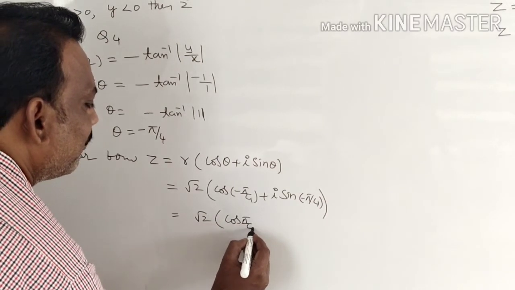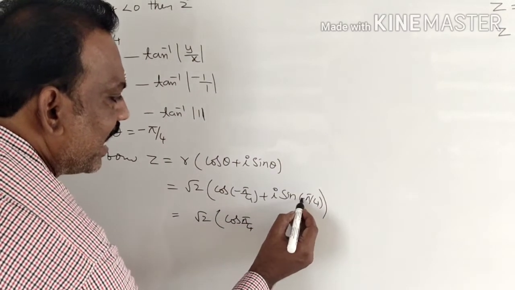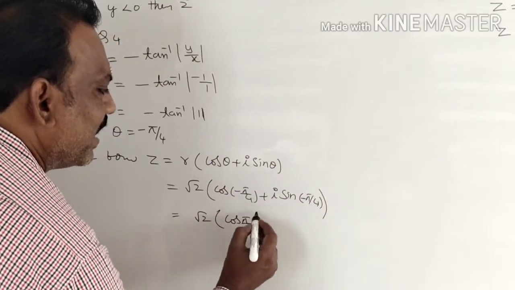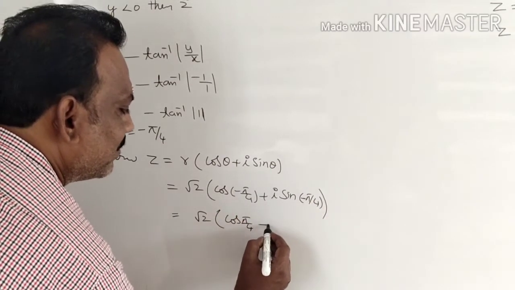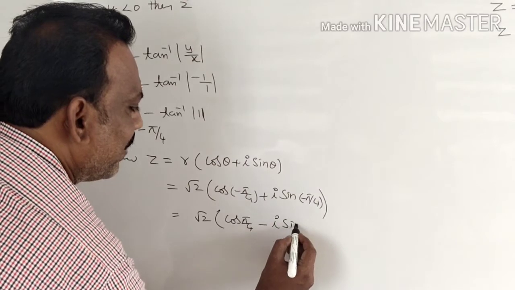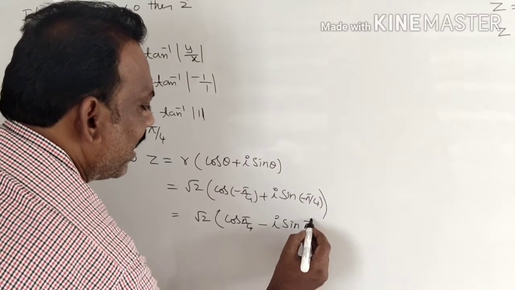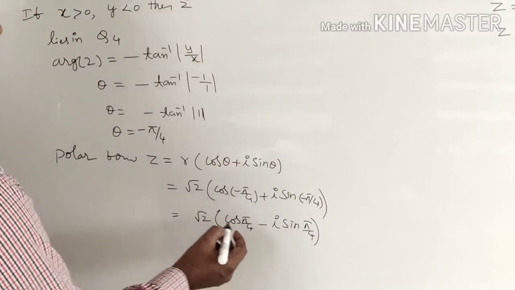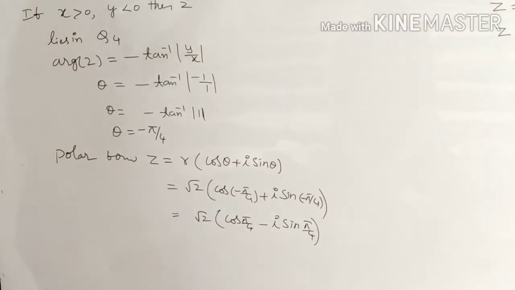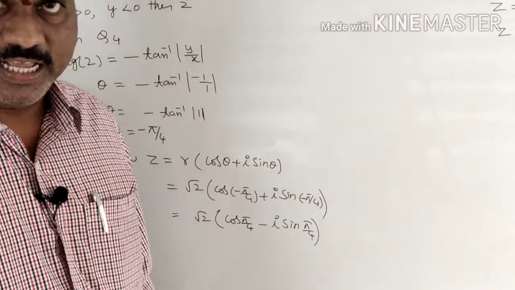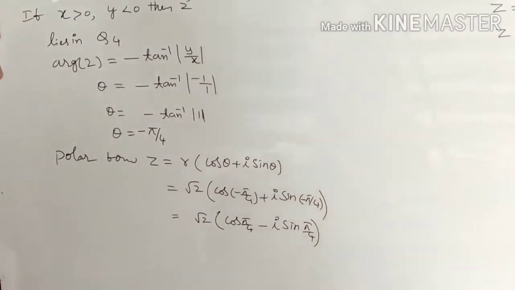So cos pi by 4 you will get here. Here sin of minus pi by 4 is minus sin pi by 4. That minus will come here, I sin pi by 4. Why? Cos of minus pi by 4 is cos pi by 4. That we will explain in trigonometry topic number 3. That time I will explain in detail.